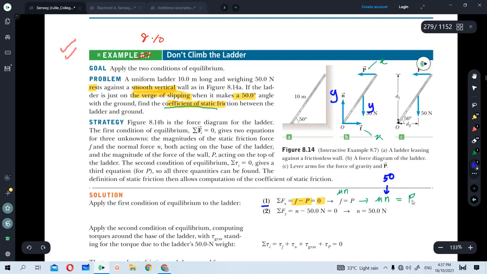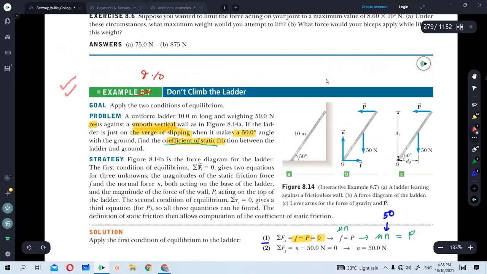P value. P force value. So kalau kita dapat P force value, then we can now calculate what is the value of the coefficient. So where do we get this one? Kita akan dapatkan dia daripada konsep that net torque is equivalent to 0.